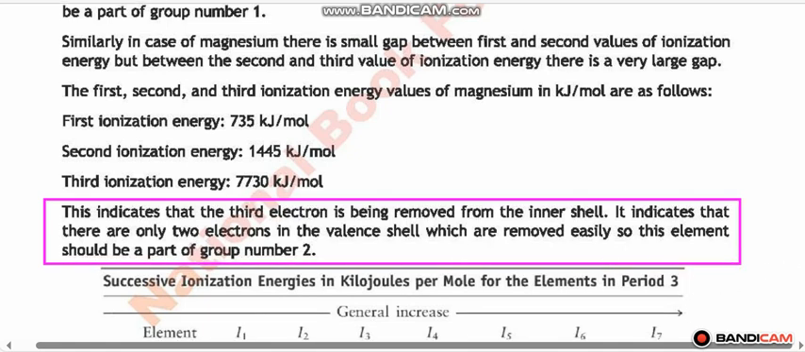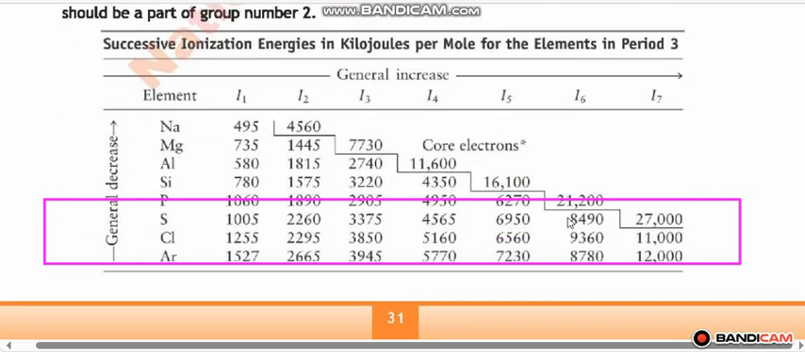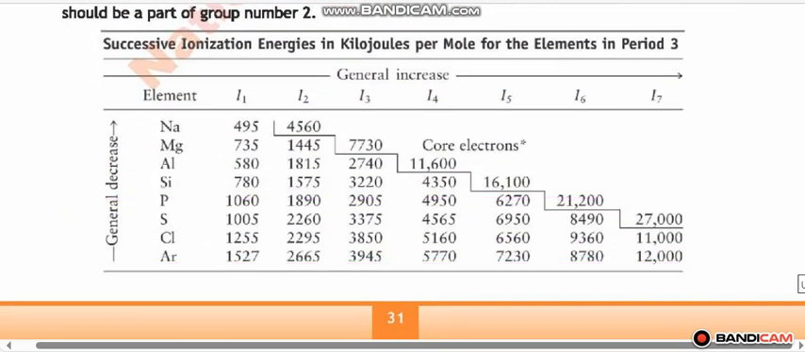Here there is a table, and this table will give you an idea about the successive ionization energies. For example, this is sodium. Its first ionization energy is 495 and the second is 4560. In case of magnesium, the first one is 735, the next one is 1445, and the third one is 7730. So we can say that only two electrons will be removed.